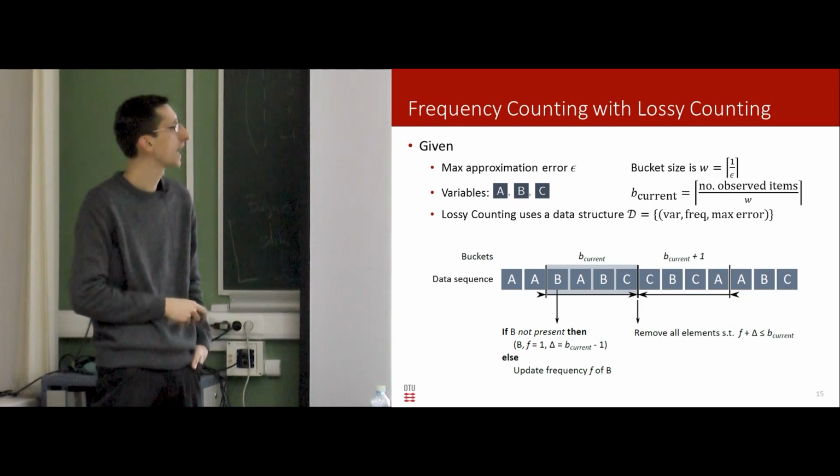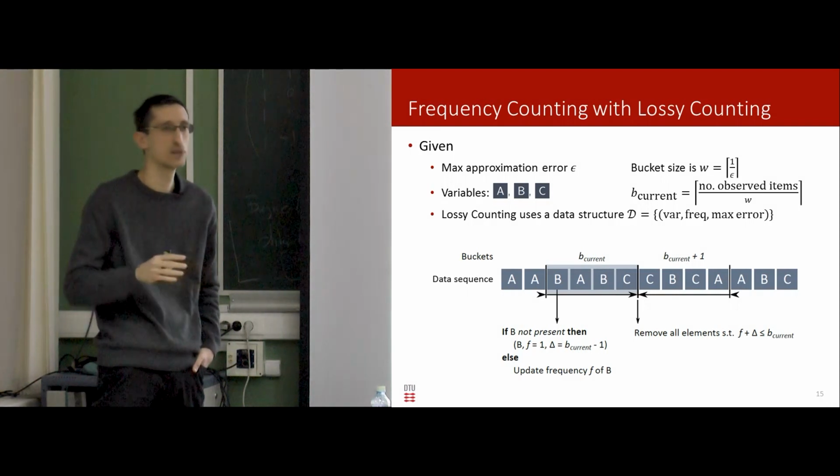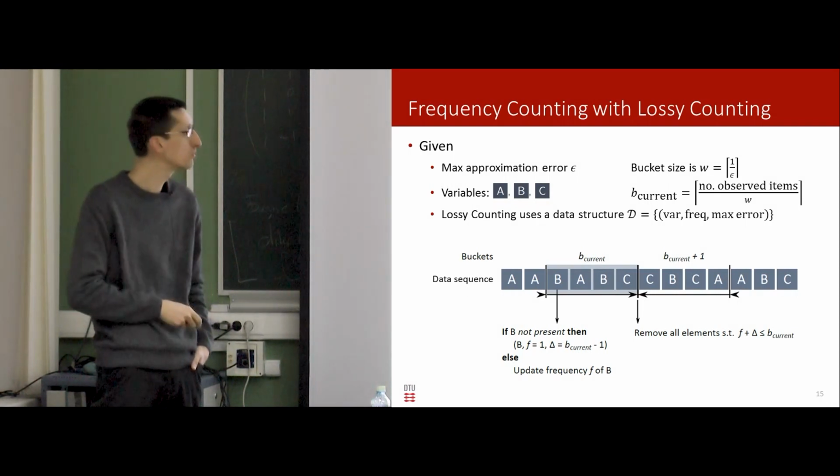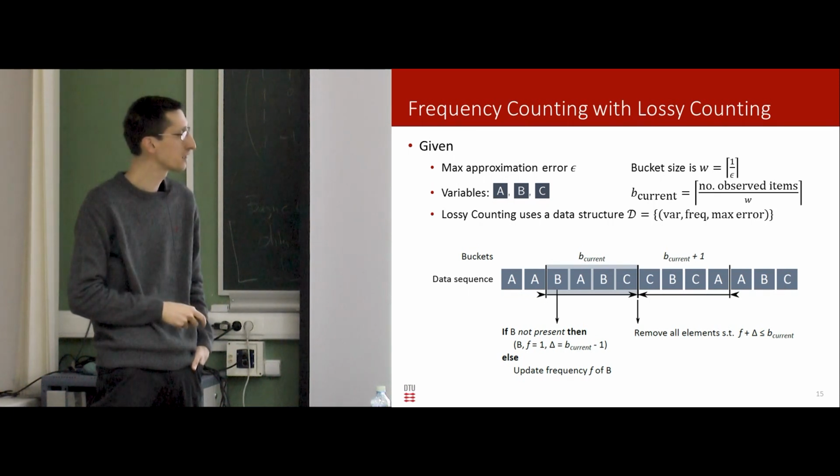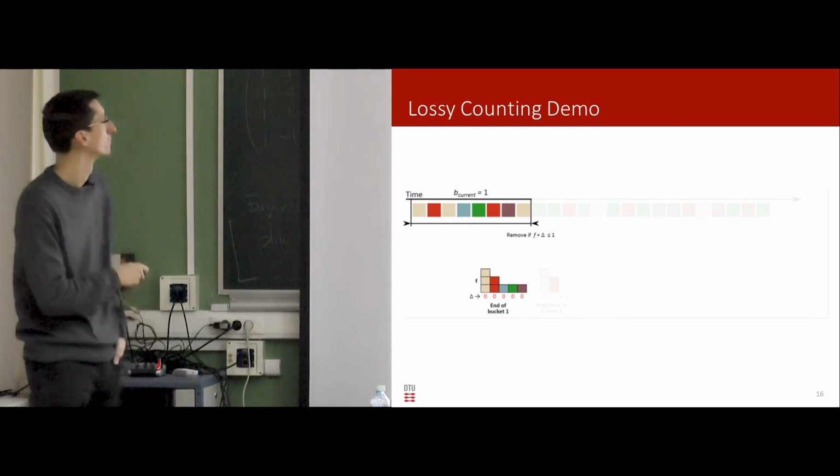The point here is that every time a virtual bucket is over, we have to run this cleanup operation. So we have to remove elements that are old. And by old, we mean we have to remove all the tuples in our data structure D such that their frequency plus the maximal error is less than or equal to the current bucket. So let's see an example.